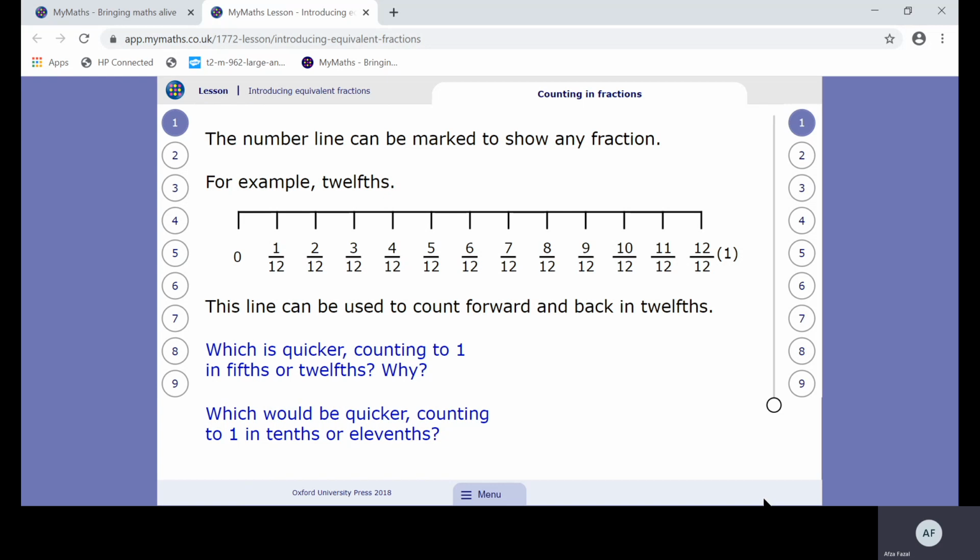Remember, the bigger the denominator, the more pieces of the fraction that we have. So if I had 1 whole cut in half, and another whole cut in quarters, so imagine if I had 2 cakes, 1 cut in half and 1 cut in quarters, which one will be quicker to count? Which one will have the most pieces? So the bigger the denominator, the more pieces you have.